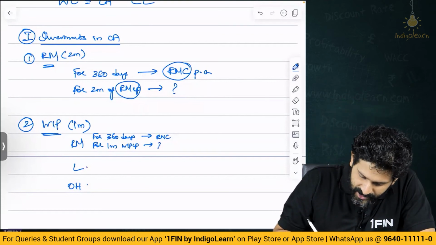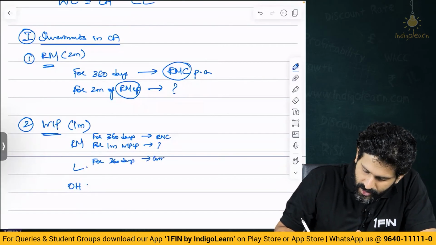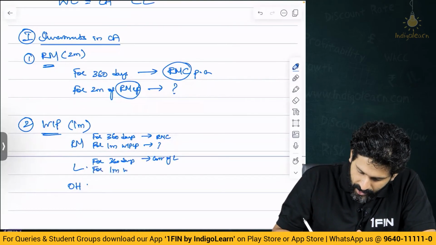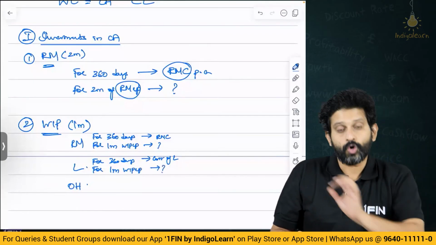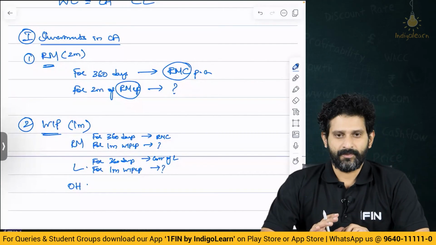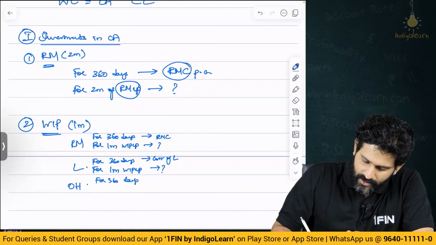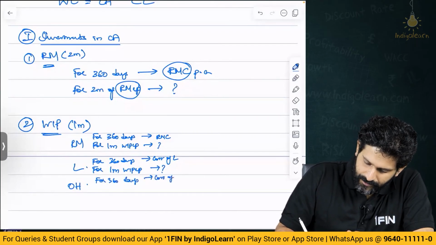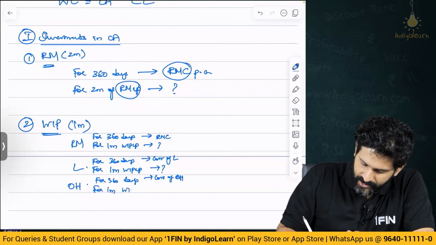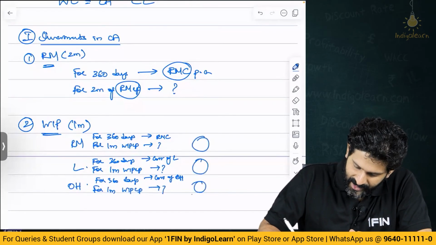Meaning, sir, for 360 days, what is the cost of labor? Then for 1 month of work in progress conversion period, how much? No. Why, sir? If I take this entire cost of labor, similarly for overhead also, if I take for 360 days the cost of overheads, then for 1 month of work in progress conversion period, how much? Now, all these values I will have to write here, and finally I will arrive at the final value and write here.